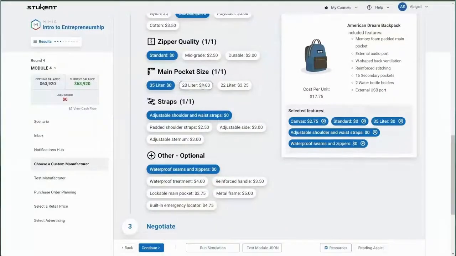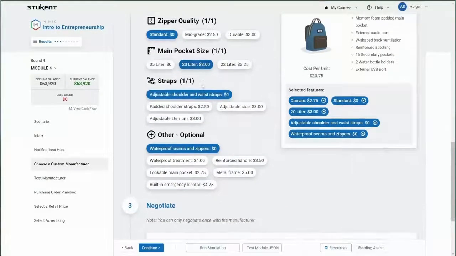Students will also select the retail price for their backpacks, with the goal of maximizing revenue. Any money earned will be deposited into their operating budget, so they should choose their price points with care. Now it's time to place that first purchase order.